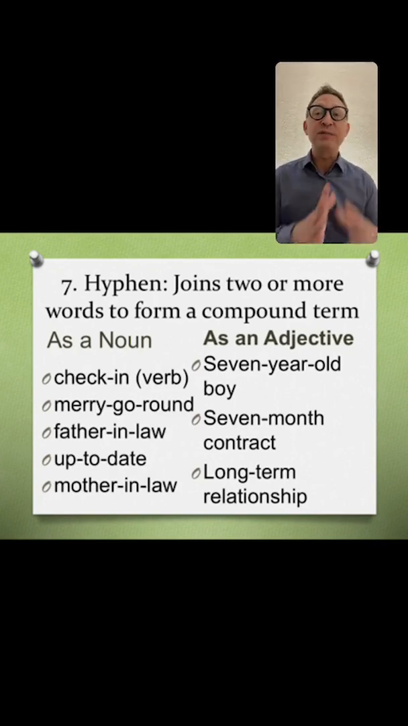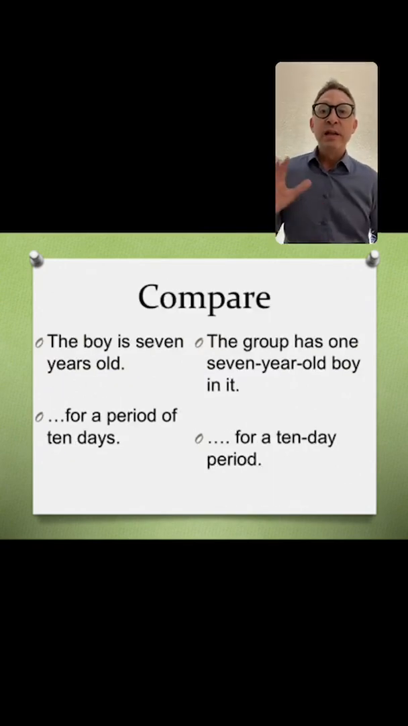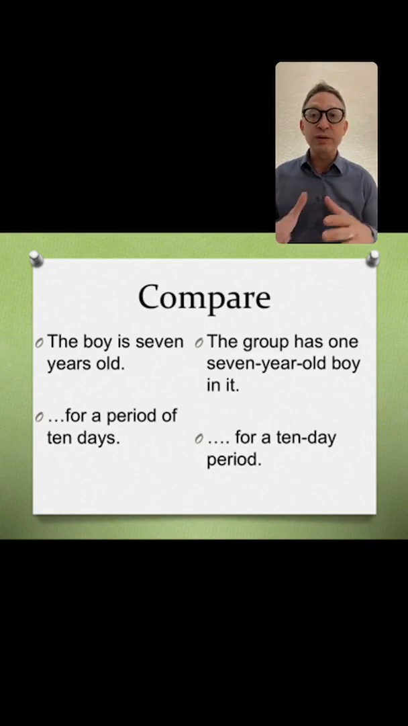But then we have adjectives before nouns, and this is where it causes confusion. A 7-year-old boy, a 7-month contract, and a long-term relationship. So we use these hyphenated words, compound words, often when it's in the position of an adjective. So let me give you an example here that I think will help a lot of you clear up some confusion. Watch this. The boy is 7 years old.